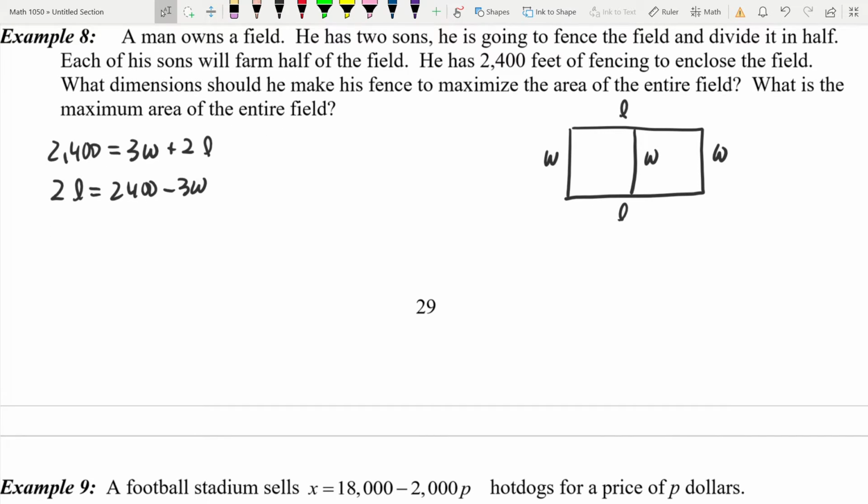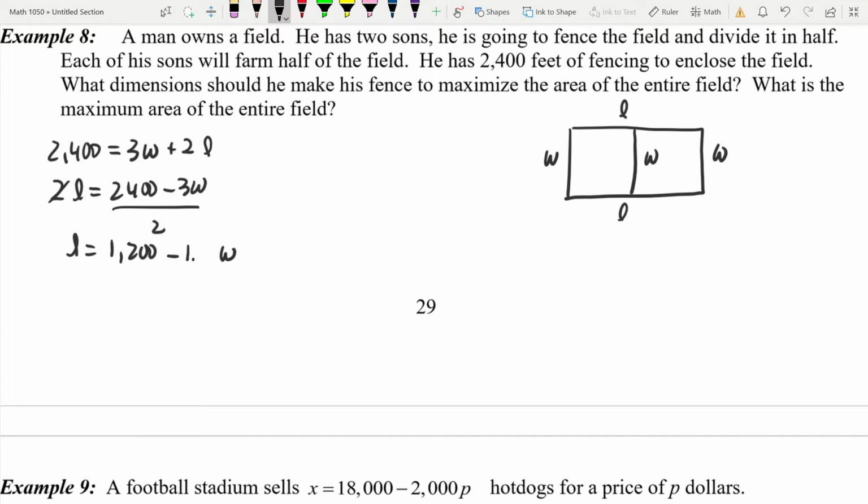Divide by 2. So when I divide by 2, I get L equals 600 minus 3/2 W. Now I want to talk to you for a second. I know immediately you're like, ugh, I don't like that. If you grabbed your calculator, and I don't want you to grab it, you should know this. If you hit 3 divided by 2 equals on your calculator, what would you get? 1.5. Exactly 1.5.